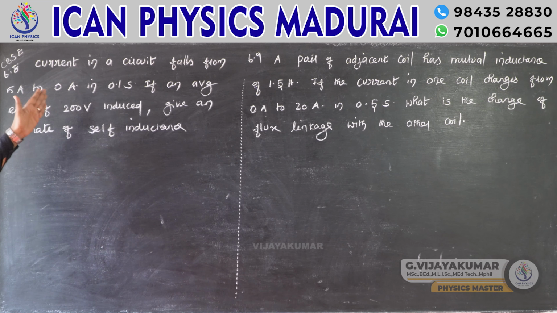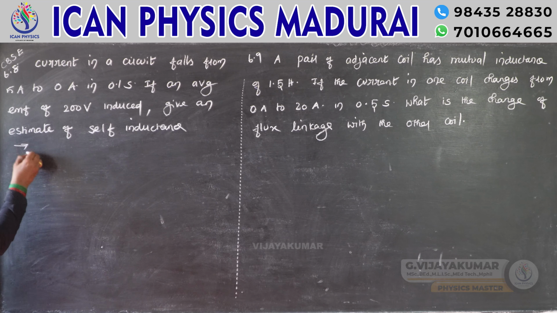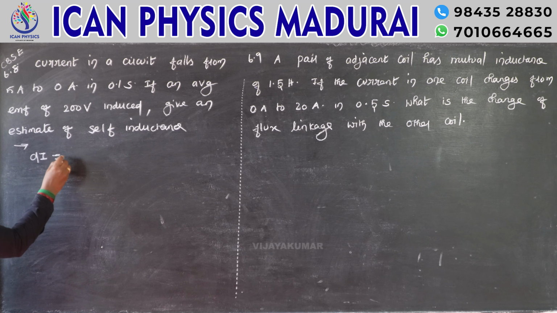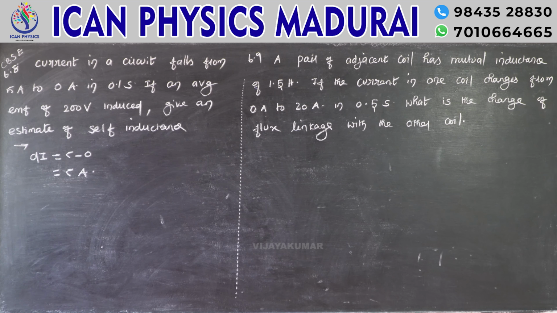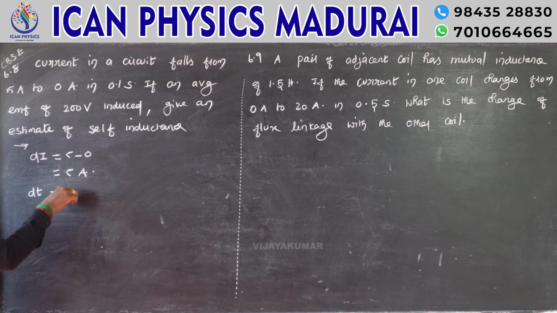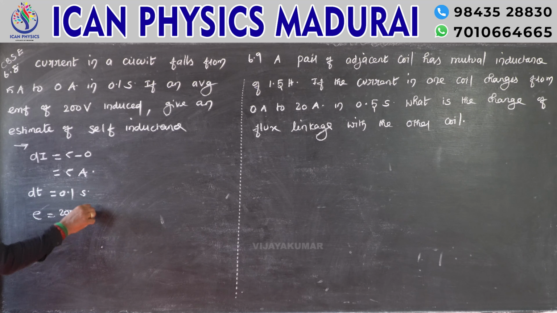So the 8th problem. The current in a circuit falls from 5 ampere to 0 ampere. So the change in current is 5 ampere minus 0 ampere, so it becomes 5 ampere, in 0.1 second. So the time taken is 0.1 second. If an average EMF of 200 volt, so E equal to 200 volt, give an estimate of self-inductance of the coil.